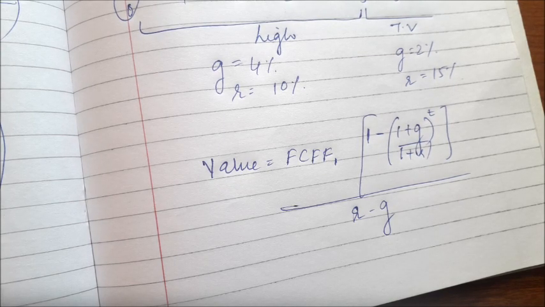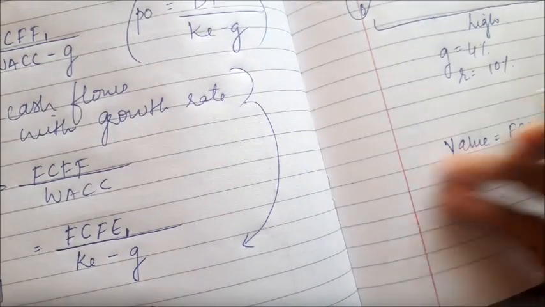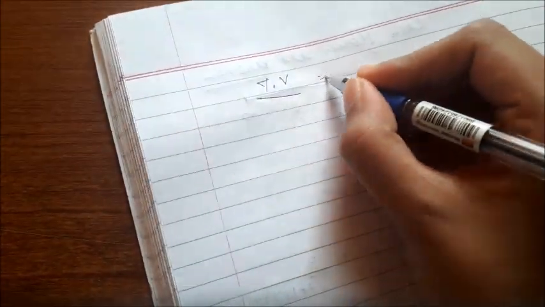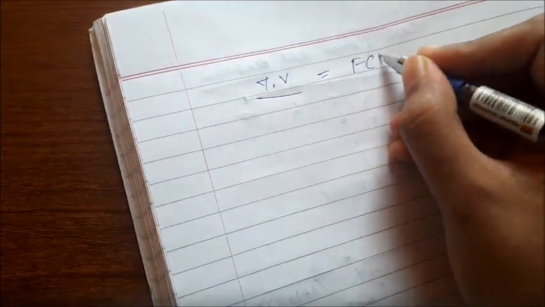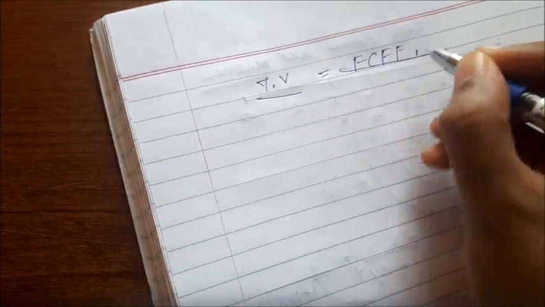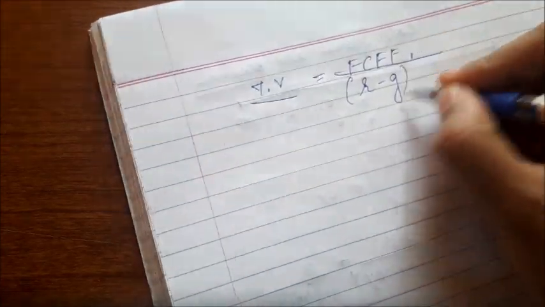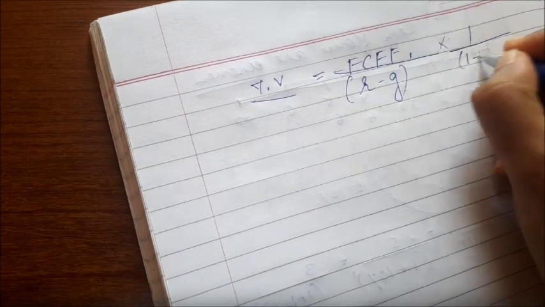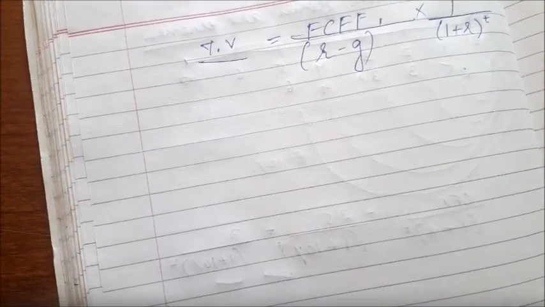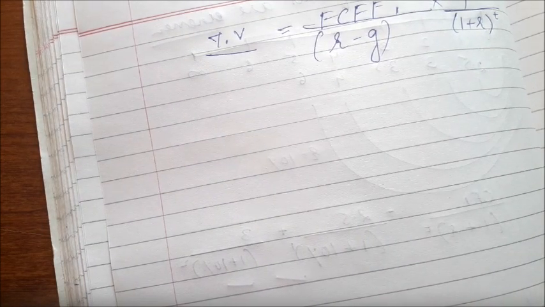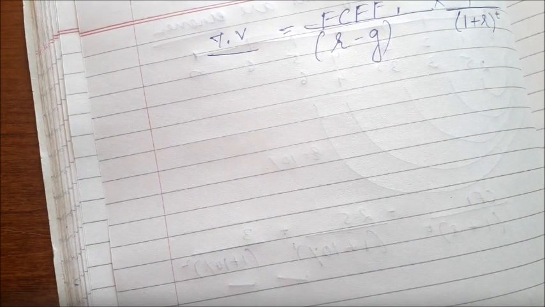And for terminal value, we all know what we do. The terminal value formula is free cash flow to the firm at year 1 divided by r minus g. Later we will bring that to the present value. This was all we did in the last 2 sessions. So I hope you are understanding. This was just a revision to recall the things which we did.